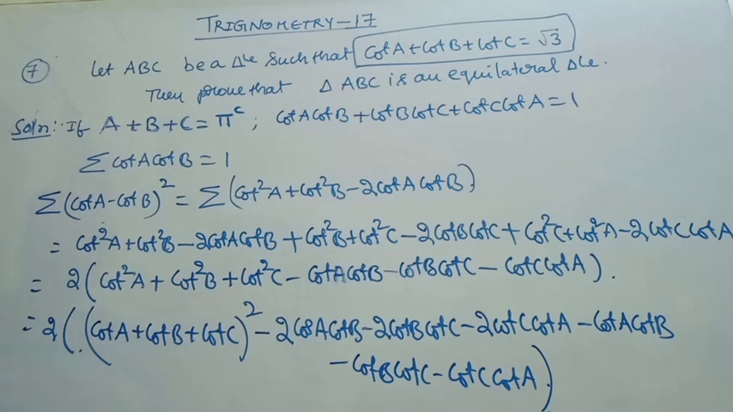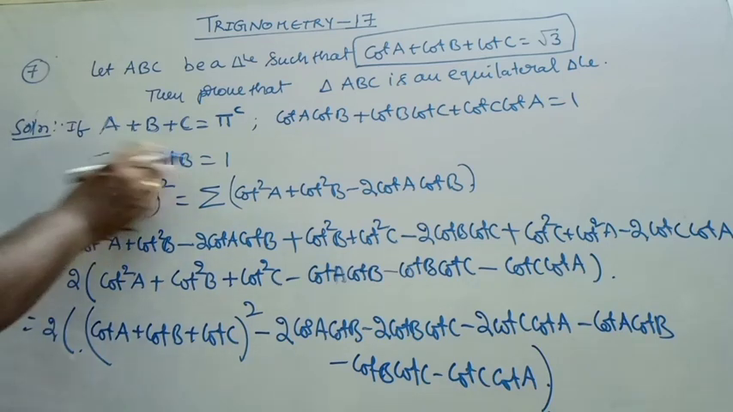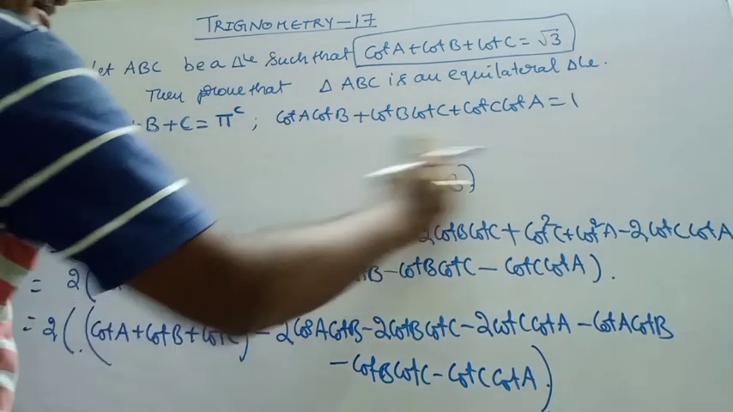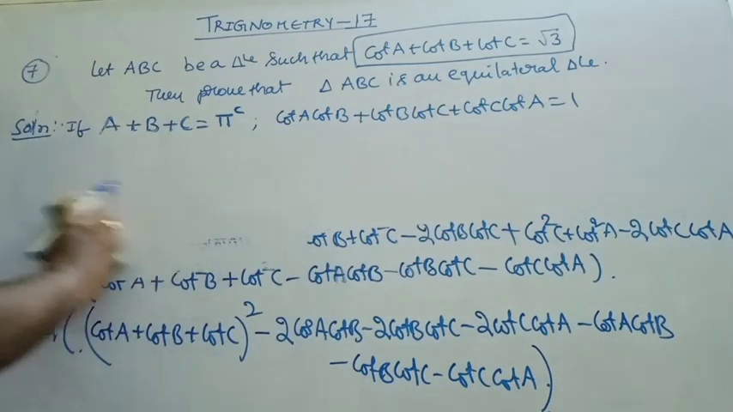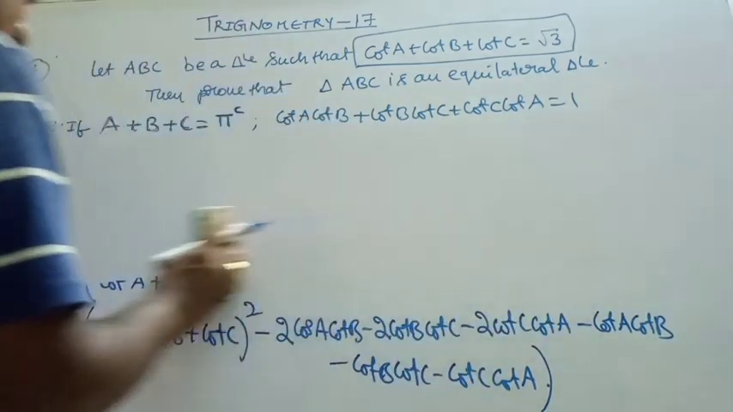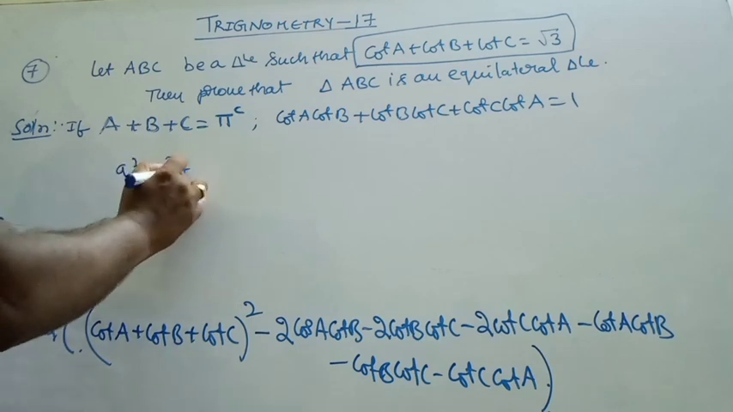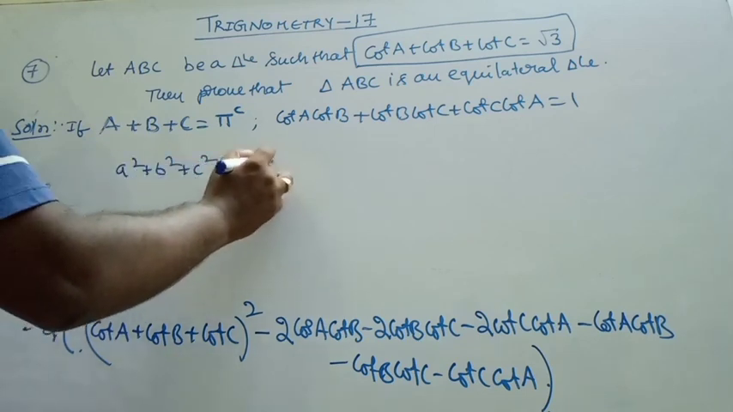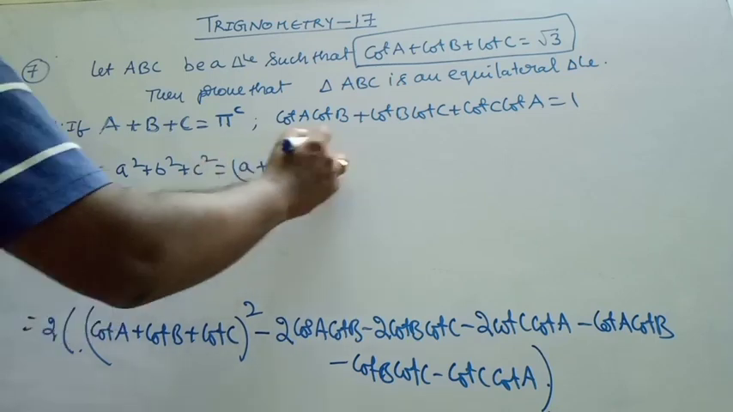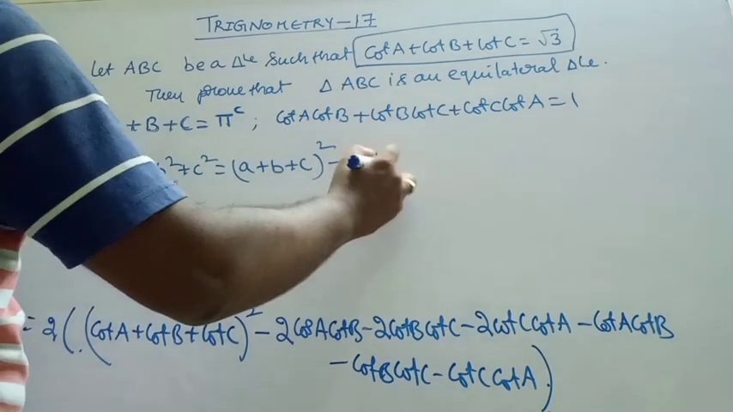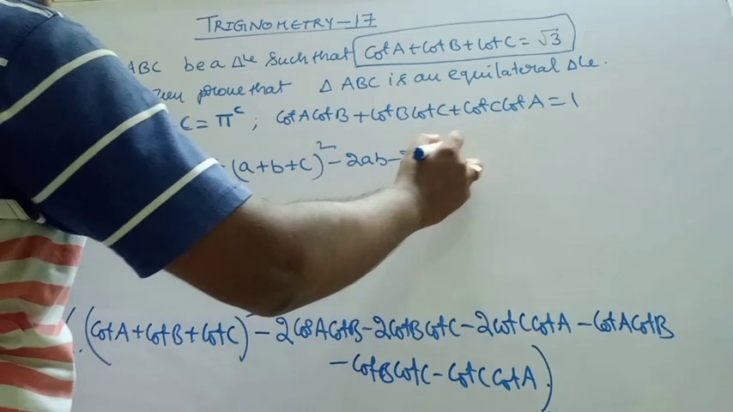Fine. Now see here, given that we know these things, there is no space, so let us use this space here. Wonderful. Now see, what I have used is, I am just writing here, A square plus B square plus C square is equal to A plus B plus C whole square minus 2AB minus 2BC minus 2CA.